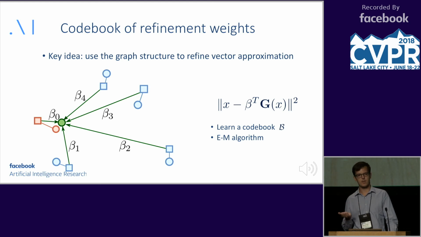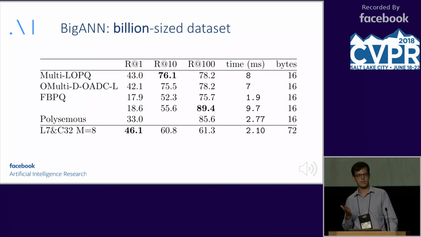So for the experiments, we experimented on two large-scale data sets. The first one is BigANN. It's a data set consisting of SIFT descriptors. On this data set, we get state-of-the-art recall at 1 while having the fastest algorithm. The only caveat is that our algorithm needs more memory compared to competitors.